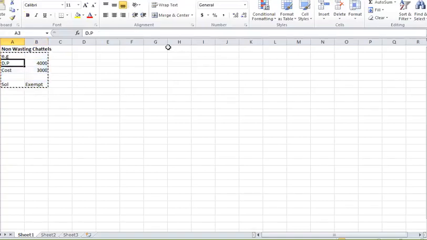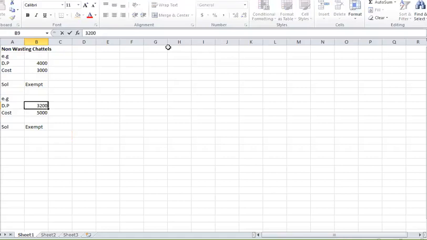In the same way, let's take another example. If we have purchased non-wasting chattels for £5,000 and we are going to sell it for £3,200, in this case there is a loss of £1,800, but once again, it will be exempt. Exempt means no tax implications. Either you have profit or loss, in both cases, there will be no tax implications. You're not going to pay tax on the profit, and alternatively, you're not going to get any relief on the loss.